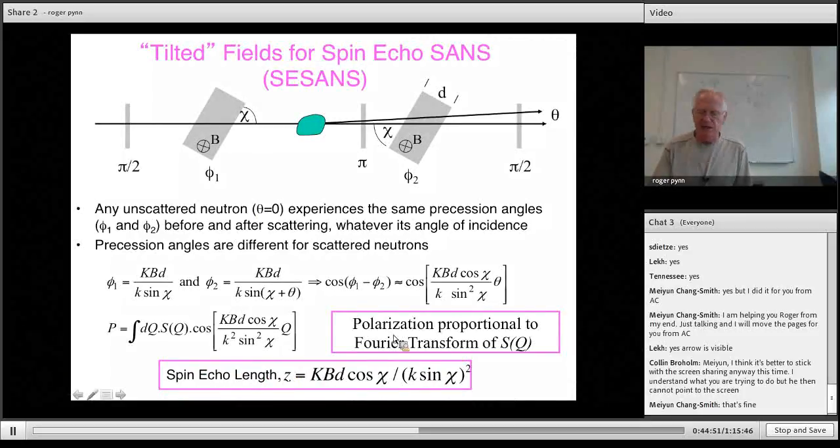So what I'm saying now is that the echo polarization that I get in this so-called CSANS, spin echo SANS, is proportional to the Fourier transform of S of Q, and the length in here. Remember the last time when we did it in energy, we had something called a spin echo time. Now I have something called a spin echo length, which is this constant here, and so I need to figure out what the magnitude of that is to figure out what length scale I'm probing in the system.